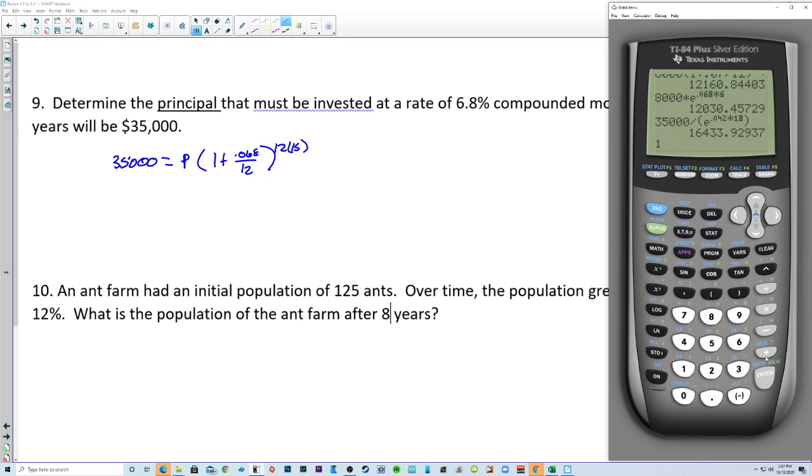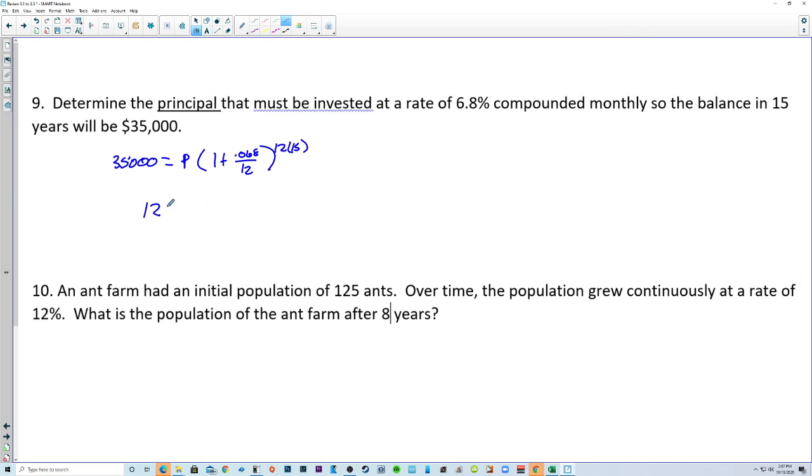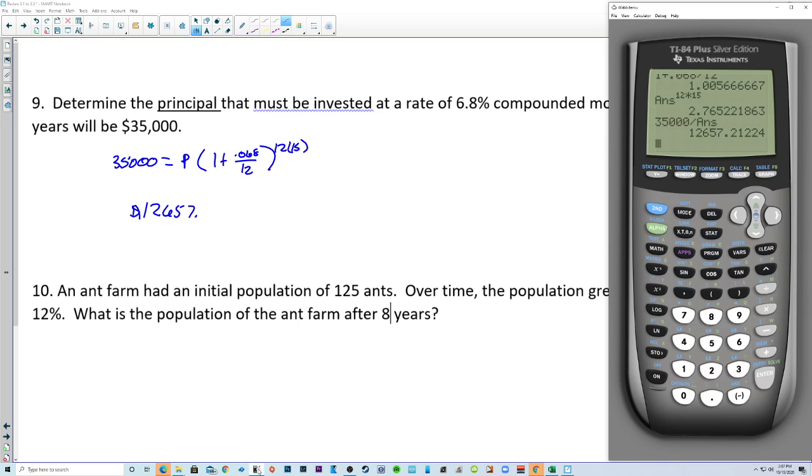Let's go 1 plus 0.068. We're going to divide that by 12. And then we're going to raise this to the 12 times 15. And then 35,000 divided by that answer. And so we'll have to invest $12,657, and let's see, what was the cents? It was 21 cents.